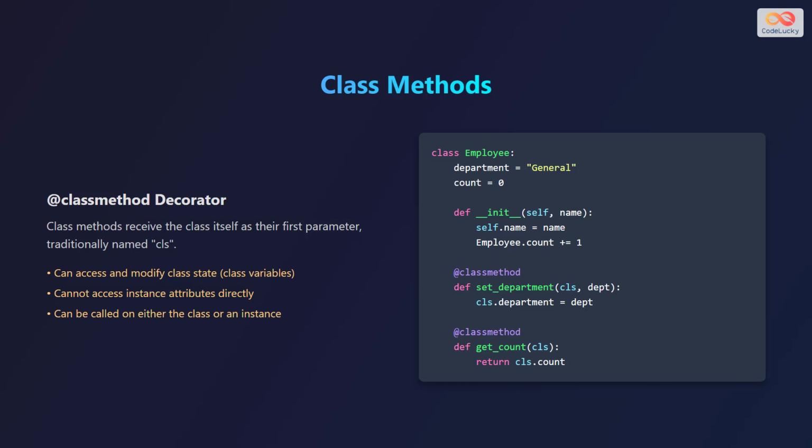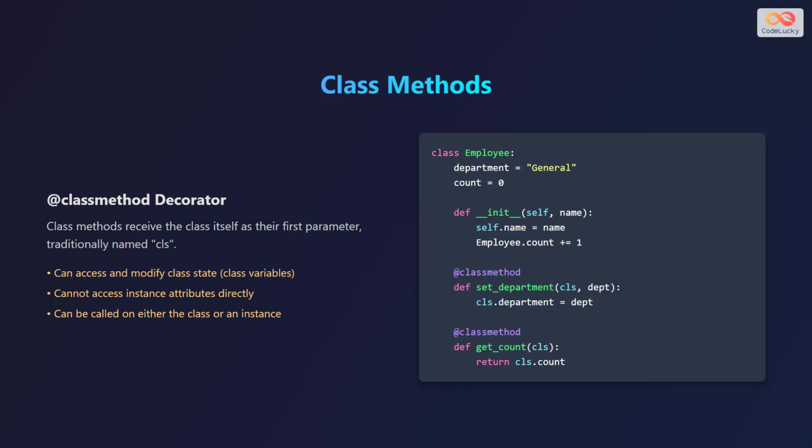Now let's understand class methods in Python. The @classmethod decorator is used to define class methods, which receive the class itself as the first argument, traditionally named cls. Class methods can access and modify class state, which means class variables. However, they cannot access instance attributes directly. They can be called on either the class or an instance of the class.